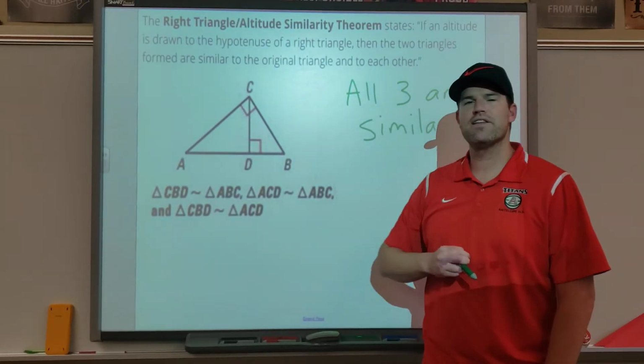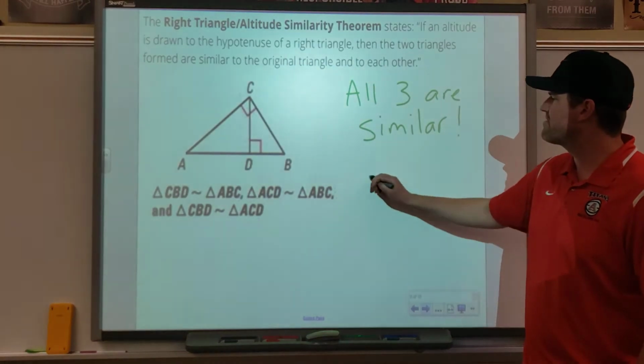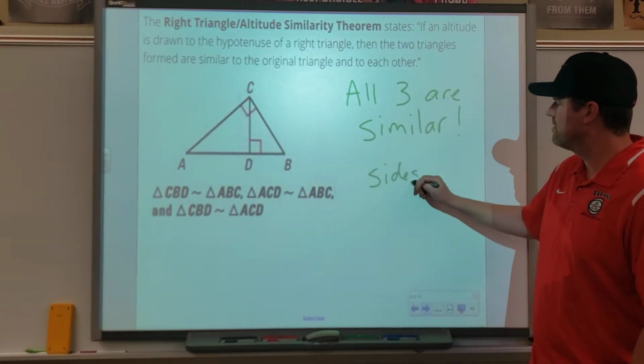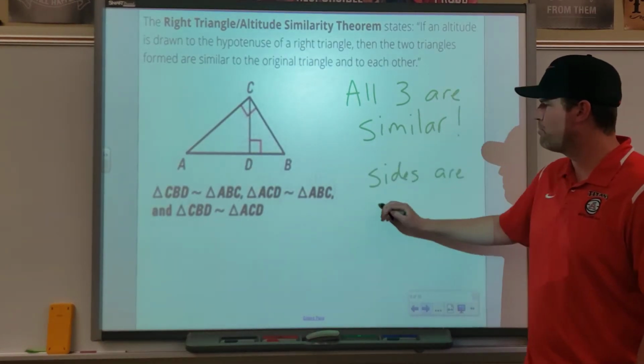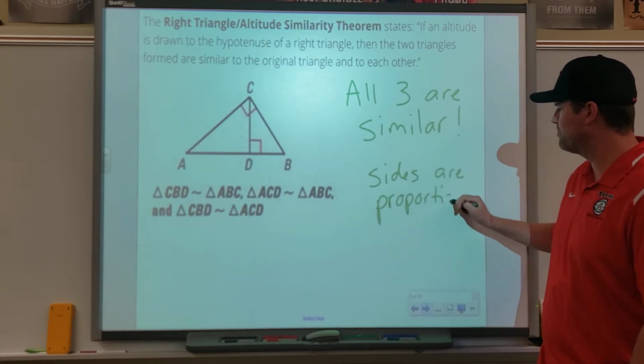Right? And we know that if triangles are similar, or if any shapes are similar, then it means their sides are proportionate. So guess what we're about to do? We're about to do some proportions.